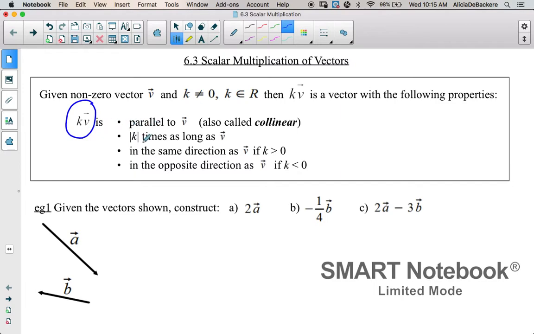It's going to be |k| times as long as vector v. Notice that we're taking the absolute value of k. So if this was like -5, then it's going to be 5 times as long as vector v. I don't care about the direction, I just care about the magnitude. kv is going to be in the same direction as vector v if k is greater than 0. And if k is less than 0, so if k is a negative number, then it's going to go in the opposite direction as vector v.